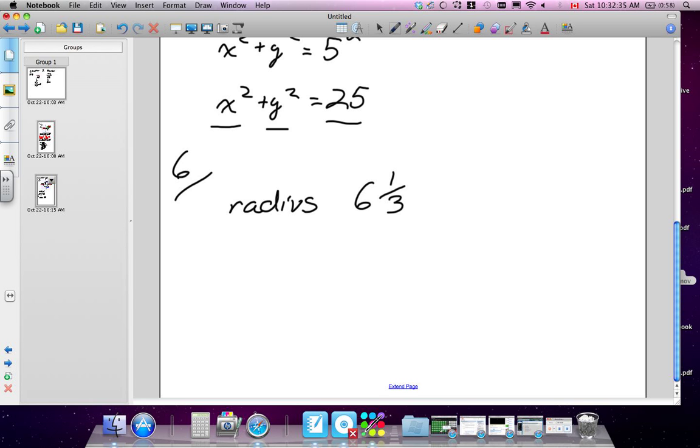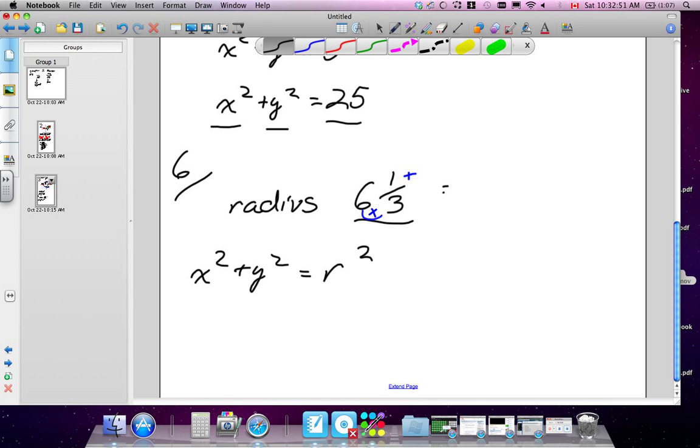6 and a third. Well, we know we need to get x squared plus y squared equals r squared. Our radius is 6 and a third, so I'm going to change it to an improper fraction. 6 times 3, plus 1, gives us 18 plus 1, 19 over 3.